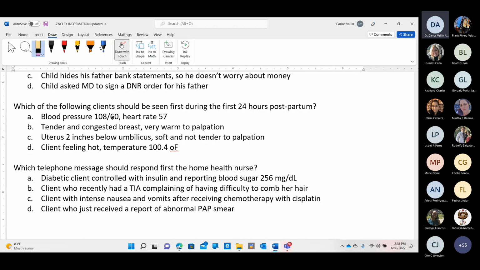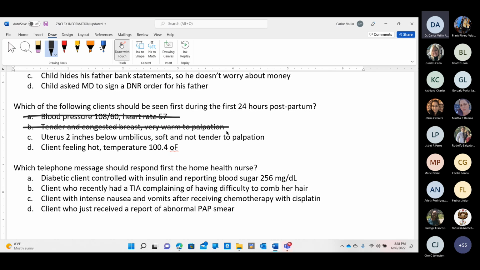Guys, this blood pressure is okay, as far as the patient is asymptomatic. This blood pressure is okay. So I convince you with my presentation that this is normal. Tender and congested breast, very warm to palpation. What about this? It is expected.